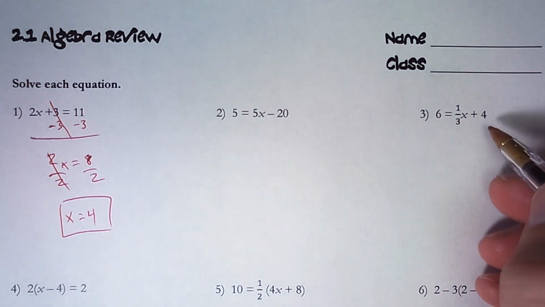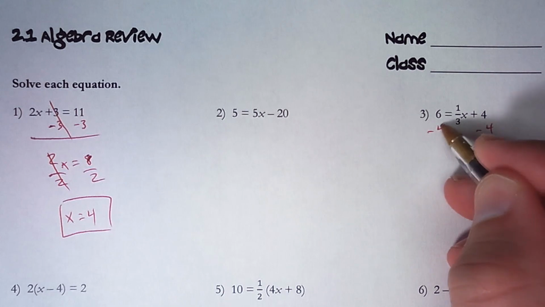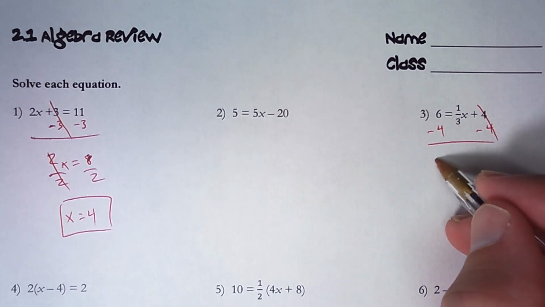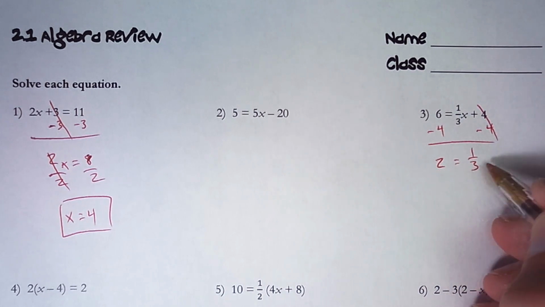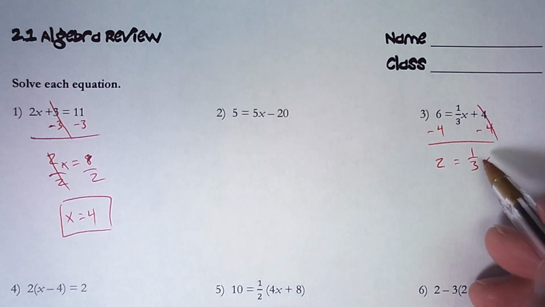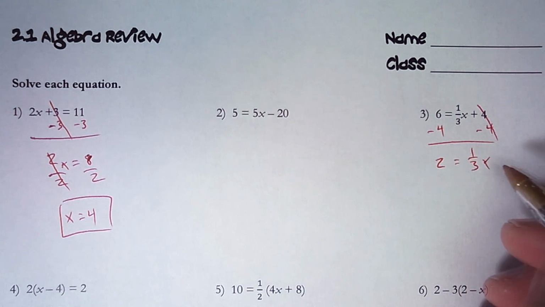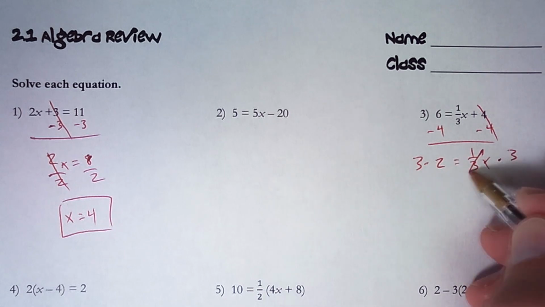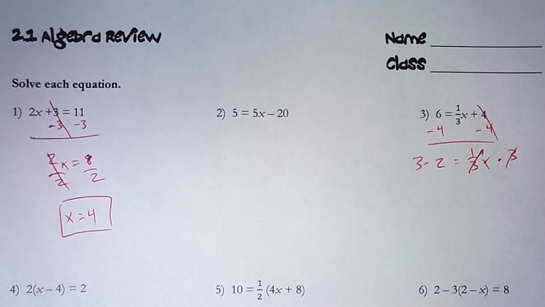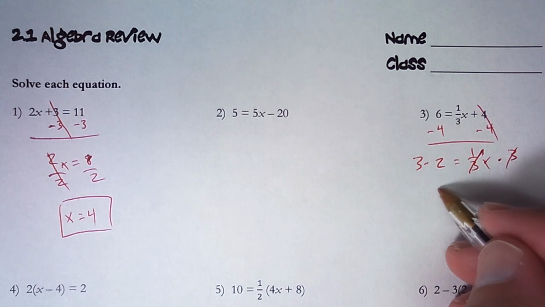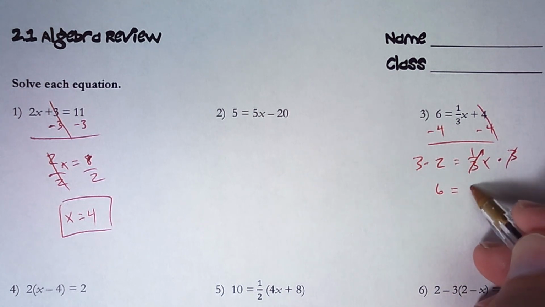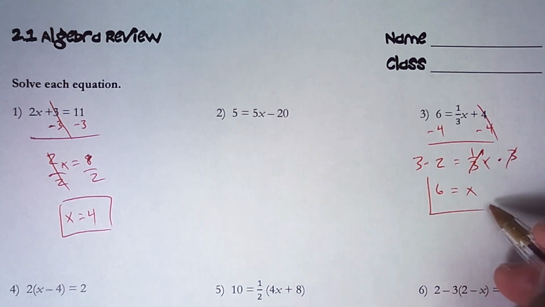For number 3, I'll start by subtracting 4. Okay, so I get 2 equals 1/3 x. And then from there, I've got a couple different options. The easiest is to multiply by the reciprocal of 1/3, and the reciprocal of 1/3 is 3. So I will multiply both sides by 3 to cancel out that fraction. And 6 equals x is my answer.